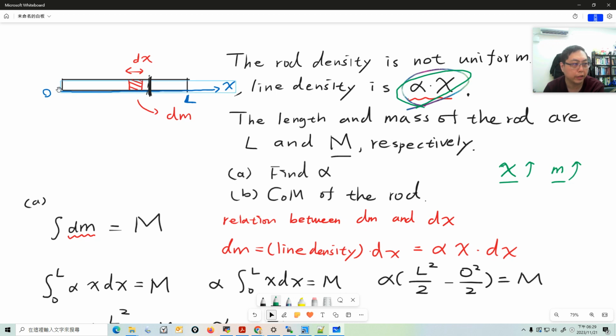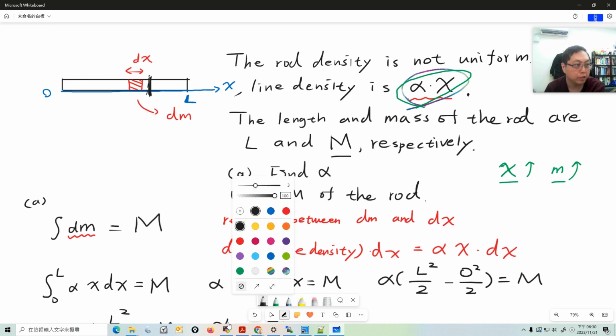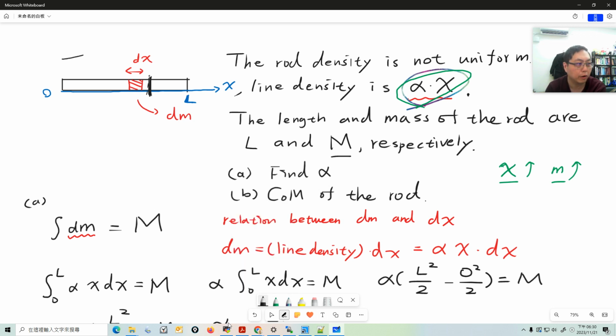So let me draw this. Alpha times x. Looking at this, at the origin the line density is low, but as the x coordinate increases, the line density gradually increases. So intuitively, most of the mass will be distributed at the right-hand side of L over 2, because its mass distribution is alpha times x, so most of the mass is at large values of x.